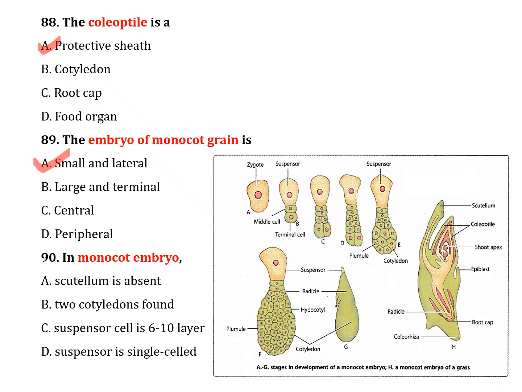The next question, number 90. In monocot embryo: option A, scutellum is absent; option B, two cotyledons are found; option C, suspensor is a 6 to 10 cell layer; option D, suspensor is single celled. Correct answer is option D, suspensor is single celled. It is most important. This is the suspensor cell, which is single celled in case of monocot, but in case of dicot it is 6 to 10 layers.